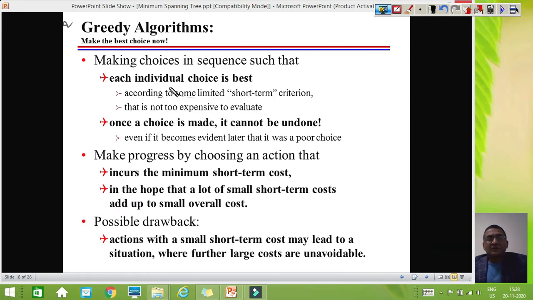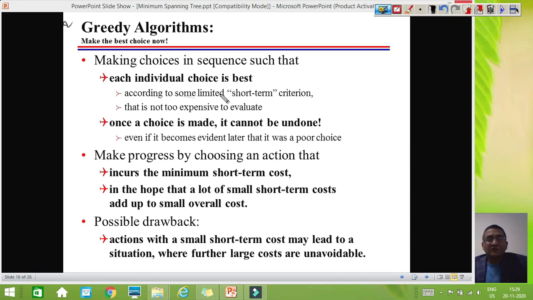So let us talk about greedy algorithms. Greedy algorithm is a very simple approach. As we have discussed, greedy algorithm is not always good for all kinds of problems, but in some categories, in some sets of problems, this is very good and it will always give you the optimal solution. The strategy is very straightforward: making choices in sequence such that each individual choice is best.